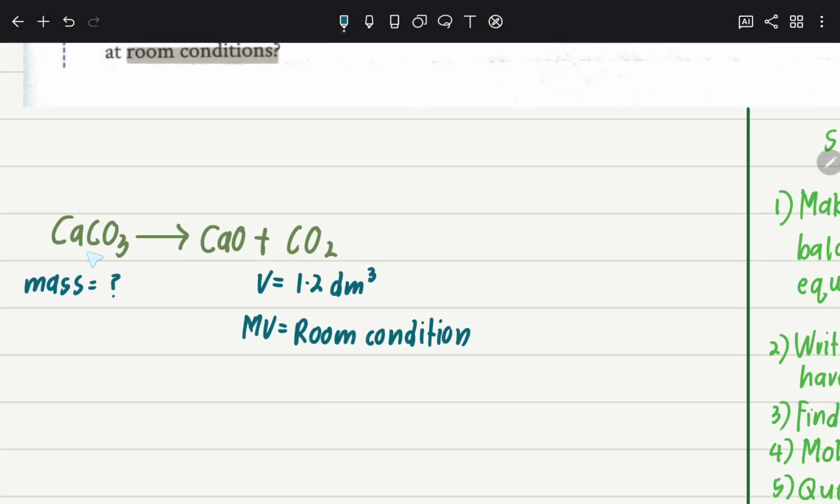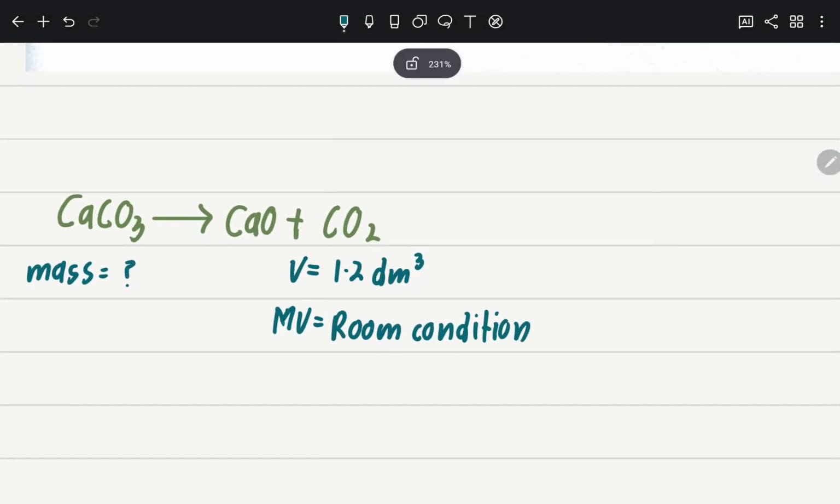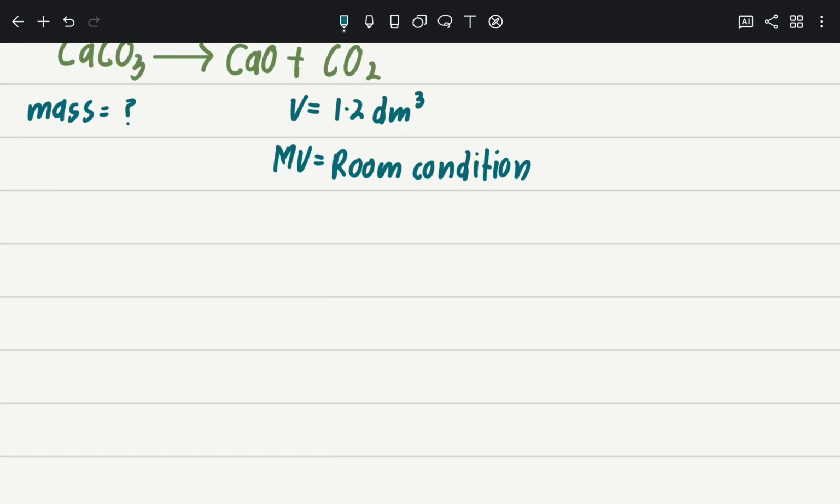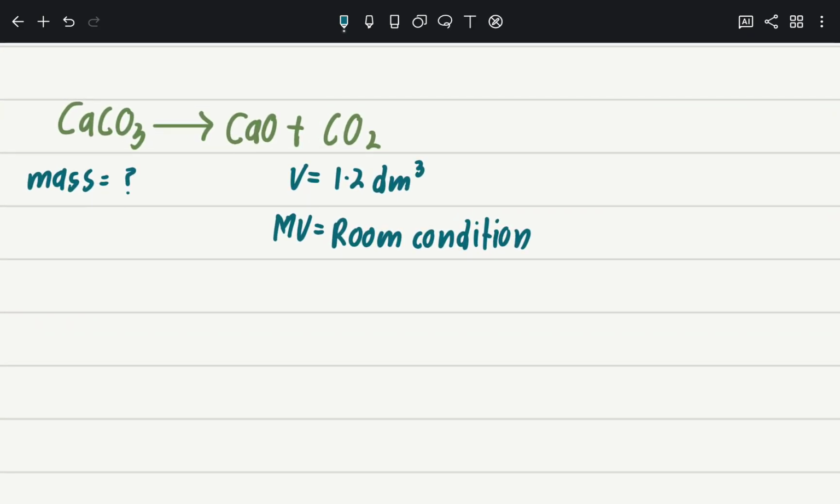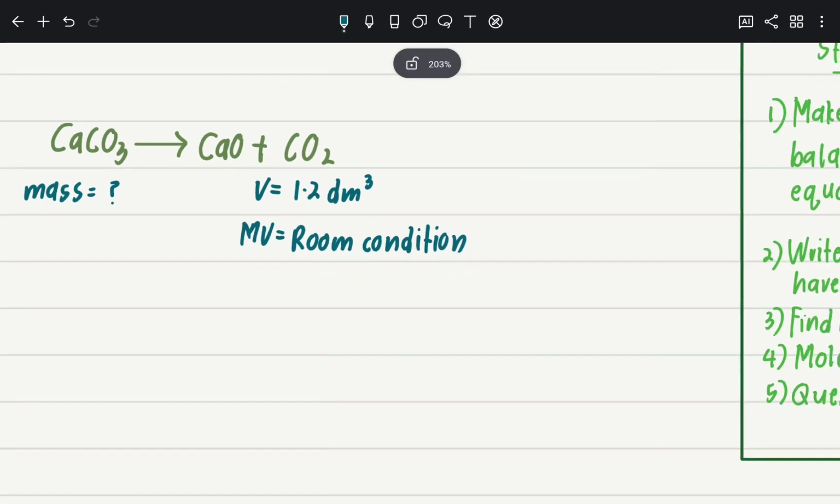Okay, so I want the mass of CaCO3 and I have information about CO2. So I should do my calculation from whom? CaCO3 or CO2? Obviously CO2, because I have information about CO2. And they gave volume. So once I wrote all the information, my next step is to find moles. Can I find moles with volume? Yes, I can. I use the third formula.